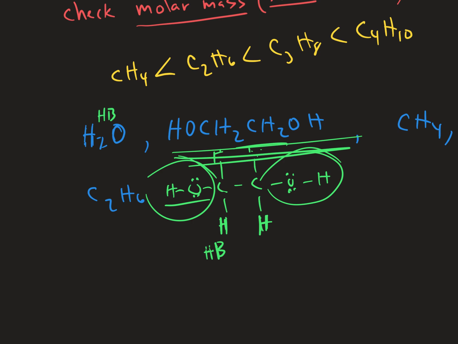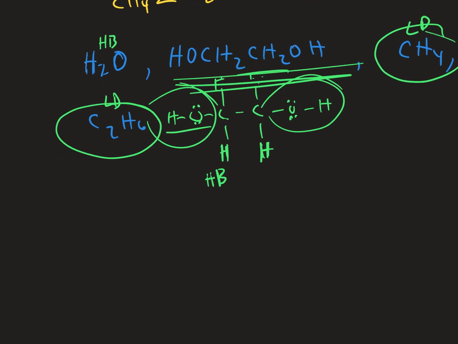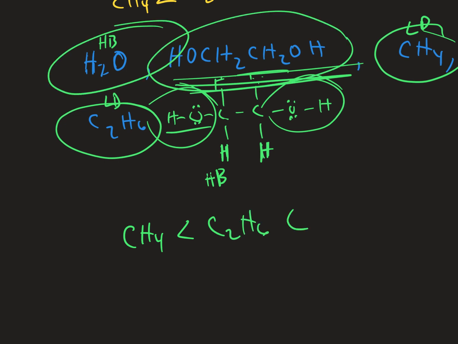So, are we trying to put it highest to lowest or lowest to highest? What about CH4, the lowest, which is London dispersion? And C2H6, also London dispersion. So we got 2 hydrogen bondings and 2 London dispersion. Out of these 2, which one's the lowest? CH4. Then C2H6. Then out of these 2, which one's the lowest? H2O, because less mass, right?